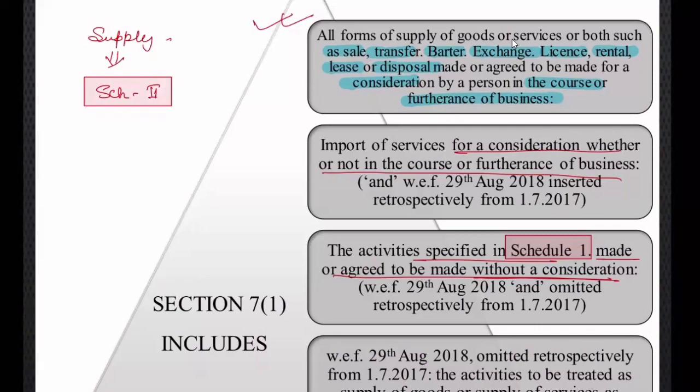Now, anyone more? Archana, wait. Taxable person, taxable territory, taxable supply. Okay. One important point you are missing. Archana, can you complete that? In India. Correct. Course or furtherance of business. Correct. Now, once you become a supply, then you have to come to Schedule 2.